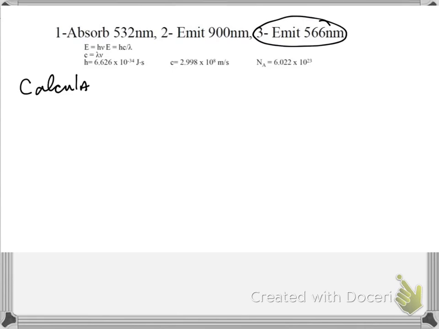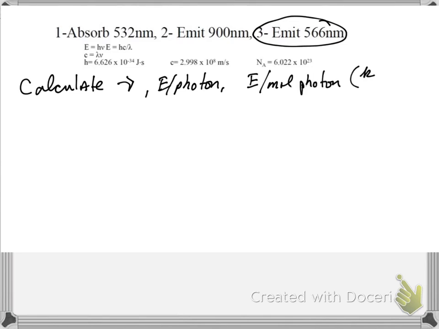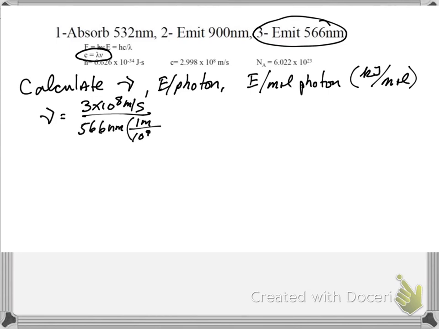So what we did was we would calculate the frequency, the energy per photon, and the energy per mole of photons in kilojoules per mole. So first we're going to use the equation that the speed of light is equal to the wavelength times the frequency. So if we know the speed of light, which we always do, and we divide it by the wavelength in meters, then we can get the frequency.